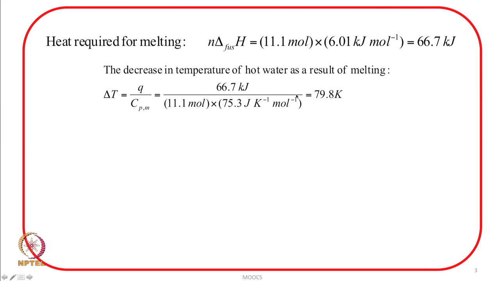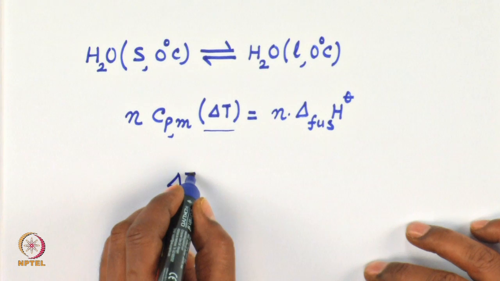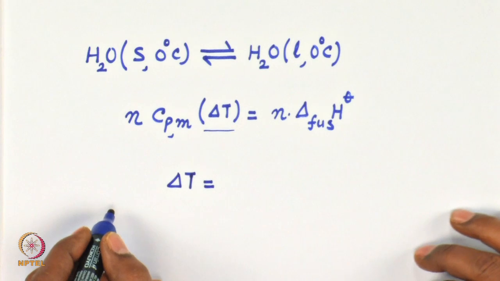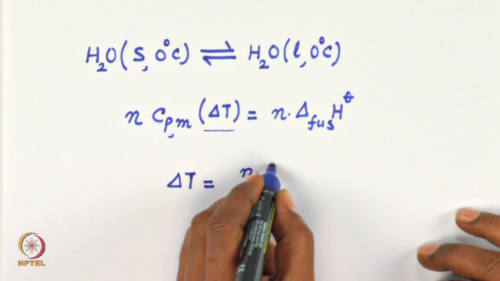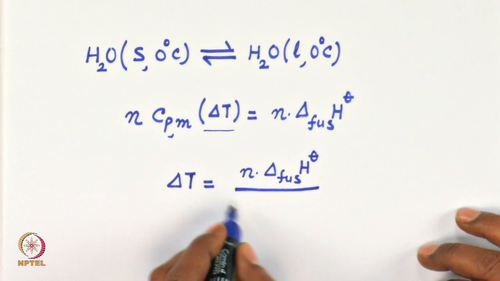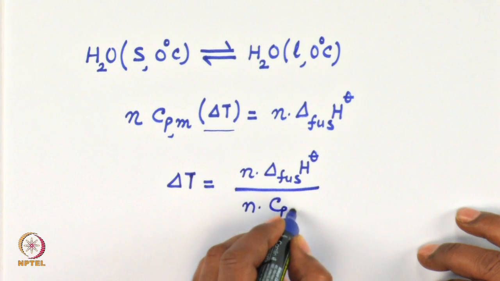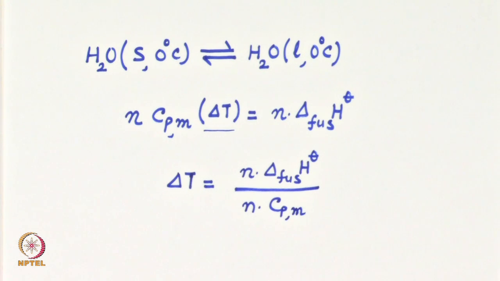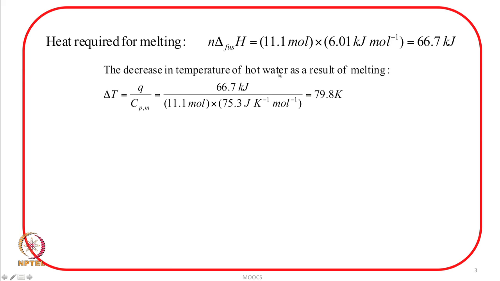So, by using this information and the formula that we just derived, delta T is equal to Q by CPM, which is same as this. From here we write delta T is equal to N times delta fusion H0, because it is a constant pressure, I can write it as Q also, divided by N times CPM. So, you can include N into this, or you can just cancel N and use 6.01, whatever way you want to use. Delta T by this calculation comes out to around 79.8 Kelvin, which is approximately 80 Kelvin.